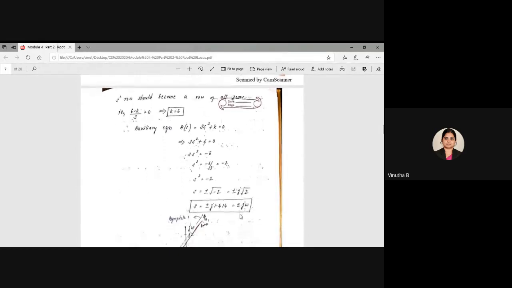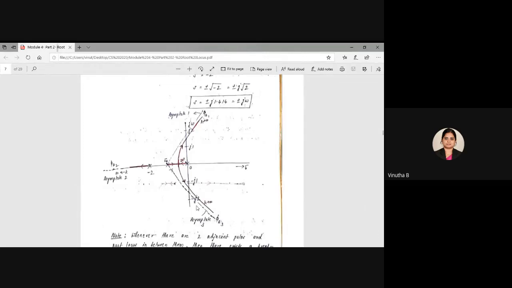3s squared is equal to minus 6, and s squared is equal to minus 6 divided by 3, which is equal to minus 2. So s squared is equal to minus 2, and so what is s from this? It is plus or minus square root of minus 2, which will give you plus or minus j root 2. So from this you will get the s value of plus or minus j 1.414, that is equal to plus or minus j omega, isn't it?